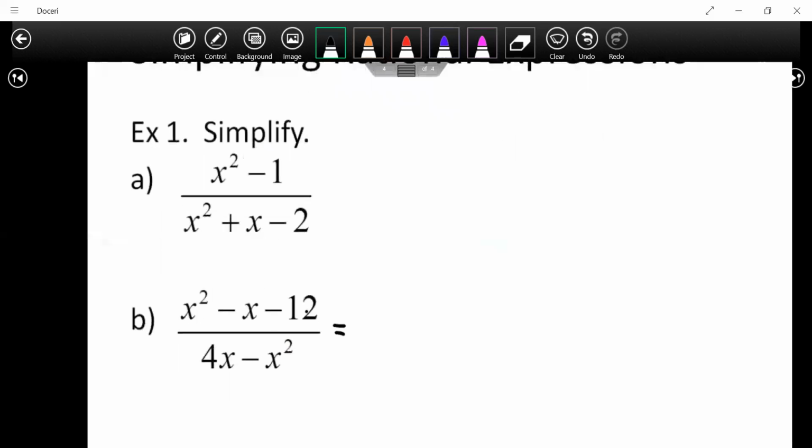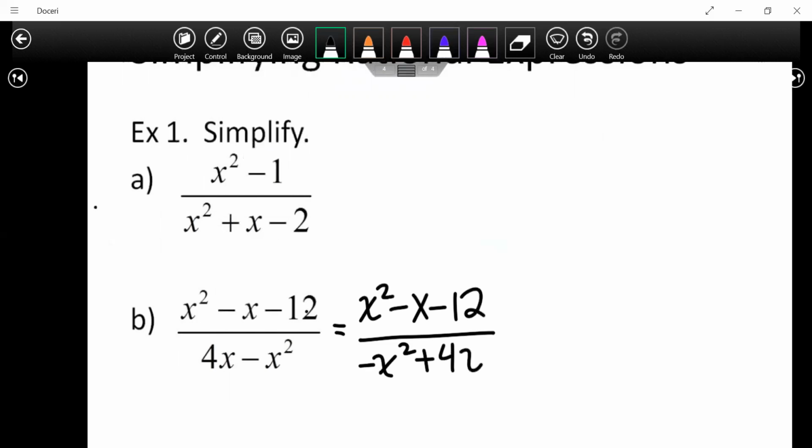The first thing that you guys kind of want to do here as well is rearrange them so that you have the degrees in ascending order. I'm going to rewrite this one for the top. It's the same thing. This one's fine. But the one on the bottom, I'm going to write as negative x squared plus 4x. It just helps you better understand how to get the polynomials and terms out correctly.